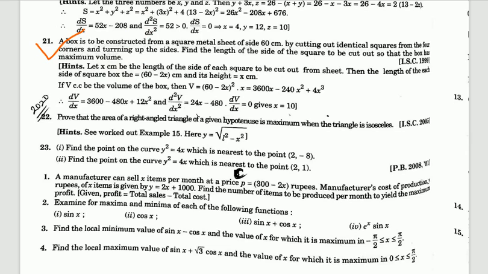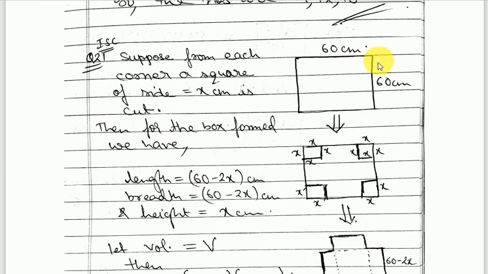So here initially you have got a square metal sheet of side 60 centimeters. Now what you have to do is from each corner, you have to cut an identical square, and then you have to turn those sides and make a box. And they are asking what should be the dimension of that square that you are going to cut so that the resulting box should have maximum volume.